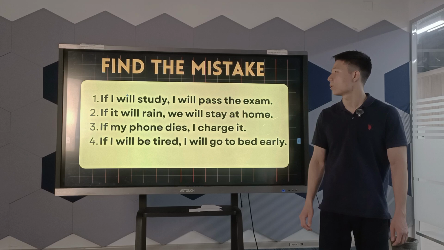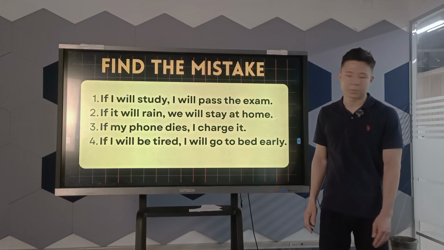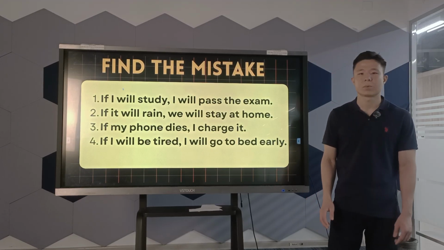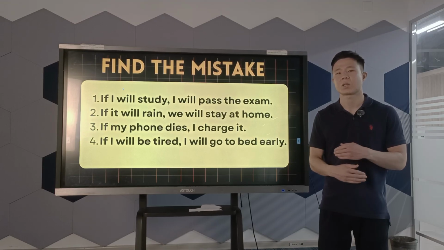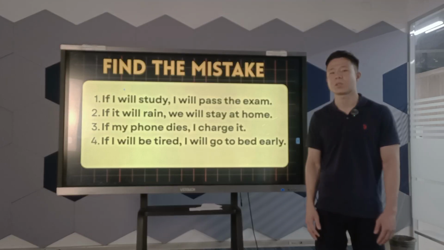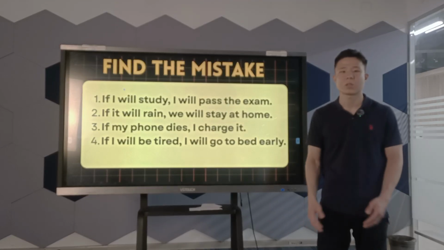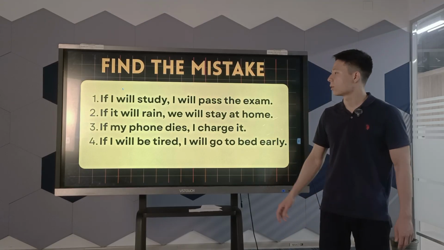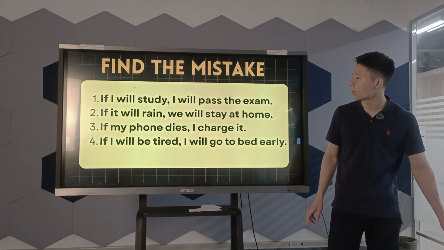Okay, so you should find the mistake in a structure. For example, there can be something additional that's not necessary, or something can be omitted. As I already said, the structure of first conditional is if plus present simple, and after a comma, future simple. Let's do the first one together. As I already mentioned, in the first part we use only present simple, and here the mistake is the will. Okay, and the rest of the part is right.